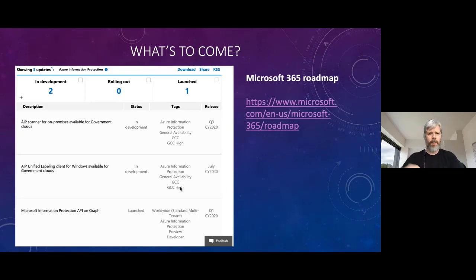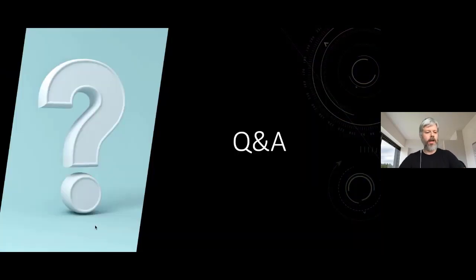But this screenshot here shows 3 upcoming advancements for information protection, 2 of which relate to government clouds. So the AIP scanner for on-premises was going to be available for government clouds. That's in development. Since I last took this screenshot, it might be even further along, actually. So take a look at the roadmap, see what's coming. Then we've got this one at the bottom here as well, Microsoft Information Protection API for Graph. I know we've got a lot of interest in Graph API, and that's really powerful. So it's good to see that information protection is getting those APIs to do that sort of stuff. So absolutely brilliant.